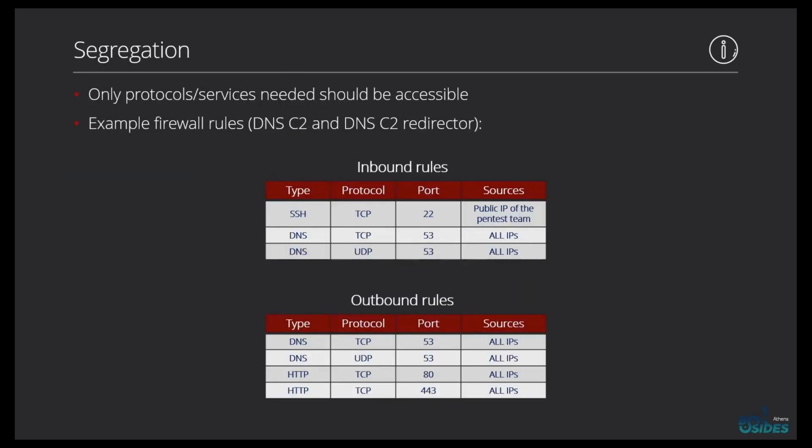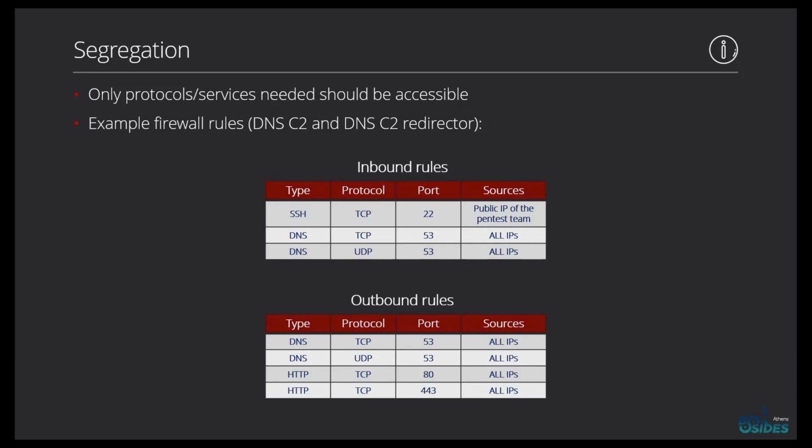So to make sure that only the needed services are accessible over the internet, we use firewall rules in each of the cloud providers. So AWS and DigitalOcean, which are used by Overlord. For example, as we can see here, we have a DNS C2 with only port 53 open from the inbound and the port 22, which is only accessible to the public IP of the pentest team. And of course, it's for management purposes of the server.